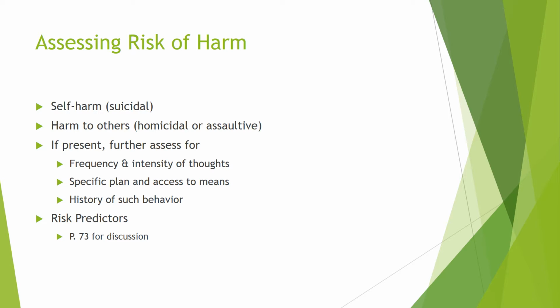And if they are talking about either of these, not only are they thinking about it, do they know how they would do it? Do they have a specific plan to hurt themselves, to kill themselves, or to hurt other people? And if they have a plan, do they have access to the means? For example, if they're talking about shooting someone, do they have a gun? Shooting themselves, do they have a gun? Overdosing, do they have access to a substance? So we're looking for whether they have such a plan, and if they do, whether they have access to the means that are part of that plan.